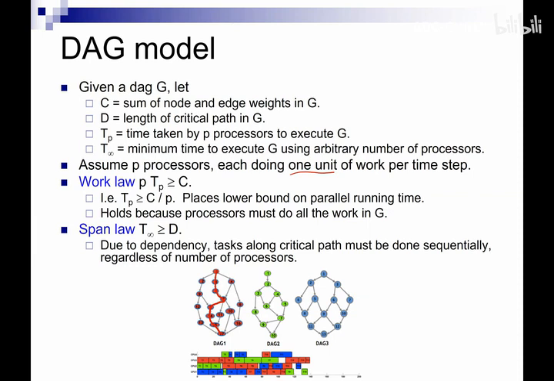So that's basically the DAG model. You take a computation and form a DAG out of it, and once you have this, you get these two lower bounds. The work law says that your parallel running time has to be at least C divided by P, and the span law says that your parallel running time has to be at least as large as D. Of course, T of P is going to be at least as large as T of infinity, which is going to be at least as large as D. So we get these two useful lower bounds, and oftentimes they're quite useful for evaluating the performance of our algorithm.